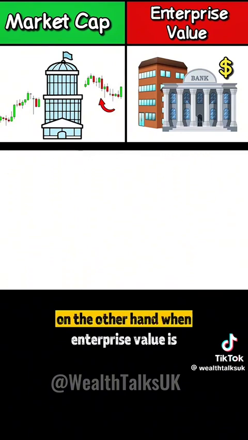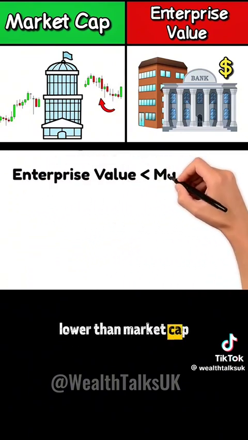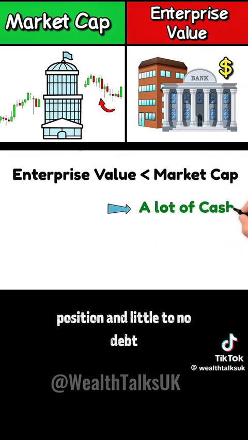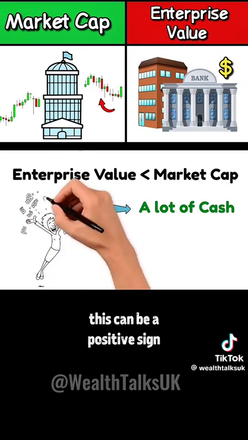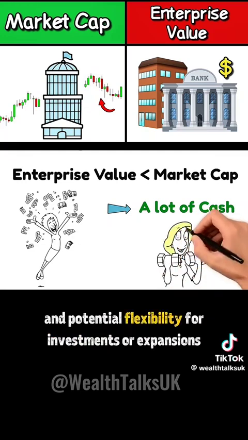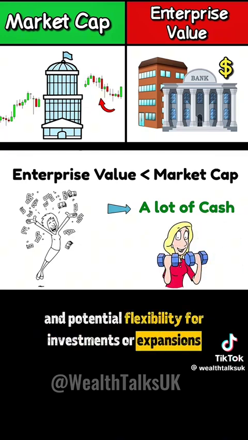On the other hand, when enterprise value is lower than market cap, like Company B, it means the company has a strong cash position and little to no debt. This can be a positive sign, as it suggests financial stability and potential flexibility for investments or expansions.